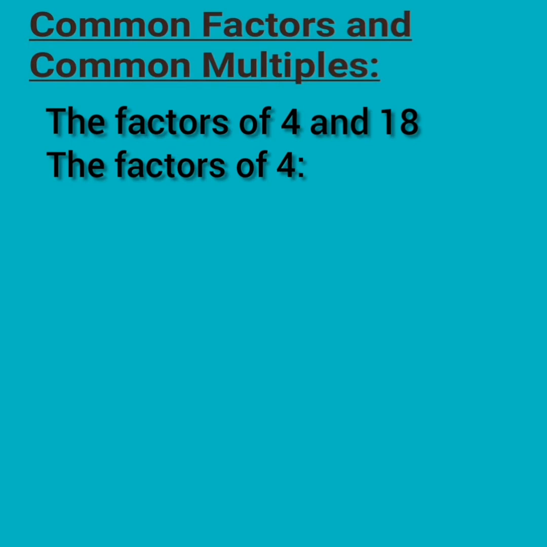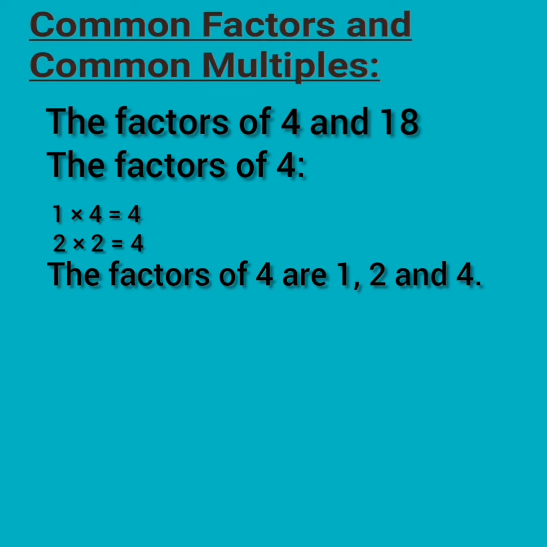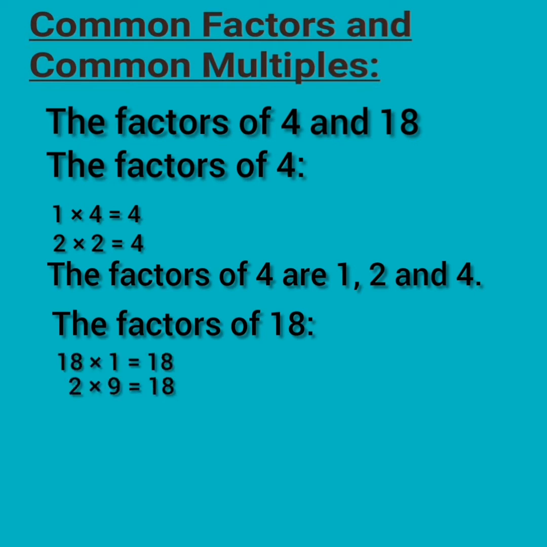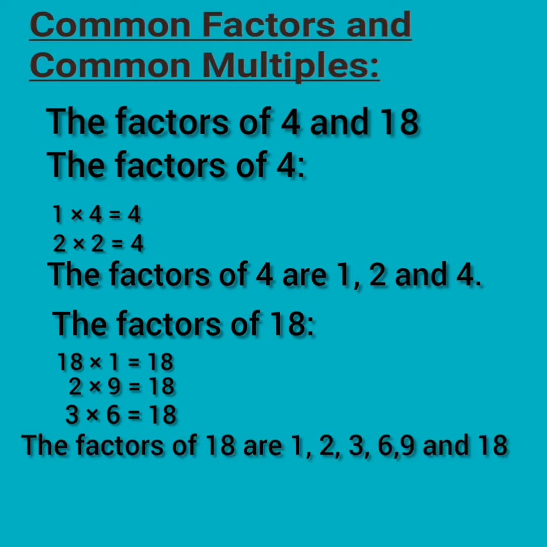Firstly, the number 4. 1 times 4 is 4. 2 times 2 is 4. Yes, the factors of 4 are 1, 2 and 4. Got it? Now we will find the factors of the number 18. 1 times 18 is 18. 2 times 9 is 18. 3 times 6 is 18. Yes, the factors of 18 are 1, 2, 3, 6, 9, 18.